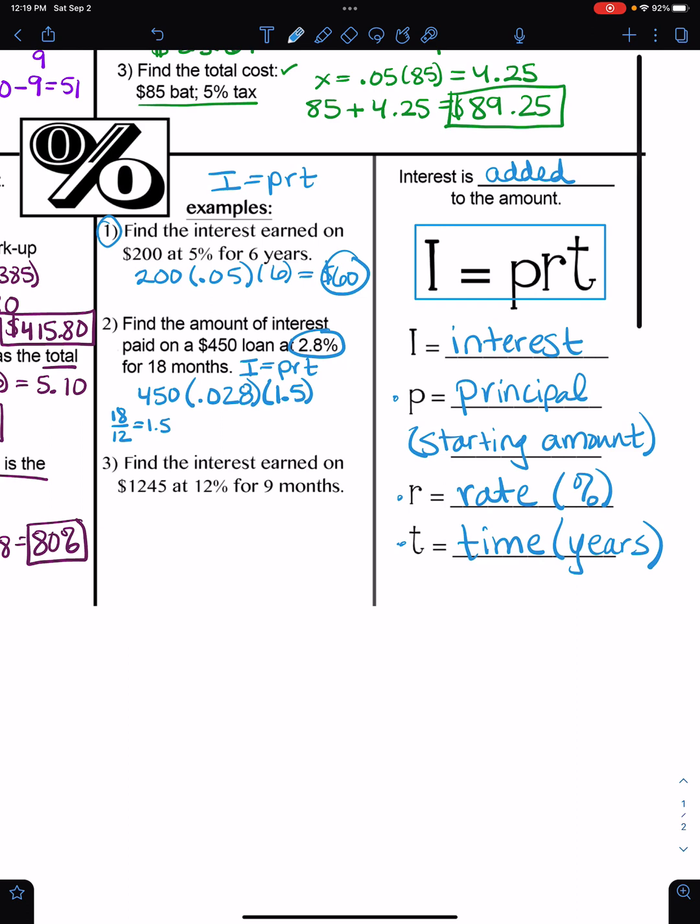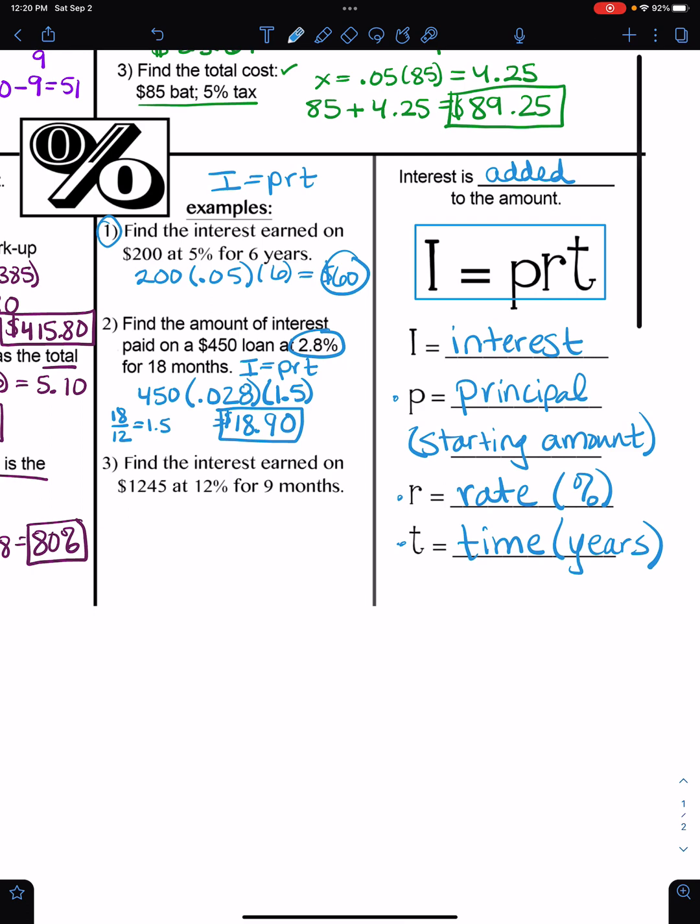So in my calculator, I am doing 450 times 0.028 times 1.5, and I get 18.9. And I know that with money, I need to have 2 decimal places, so I'm going to add a 0 at the end, and this is how much interest you would owe if you borrowed $450 and the interest rate was 2.8% and it took you a year and a half to pay it back.